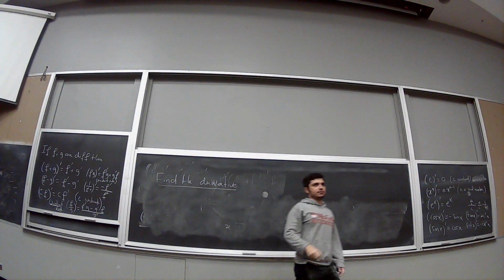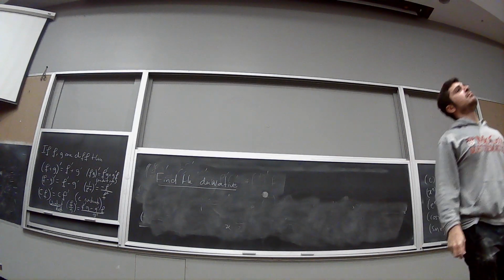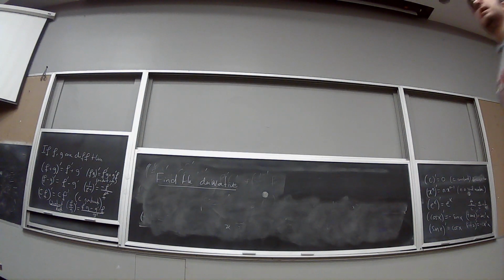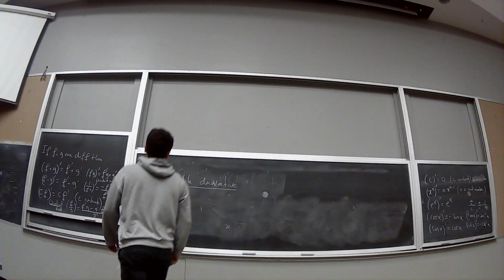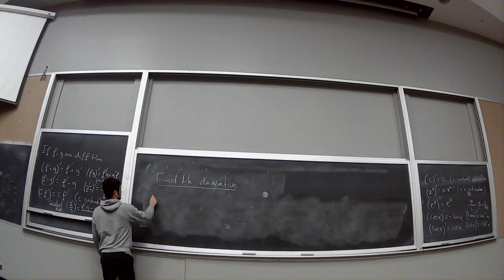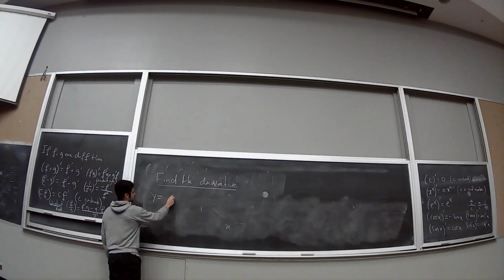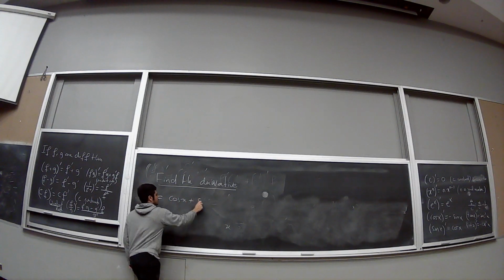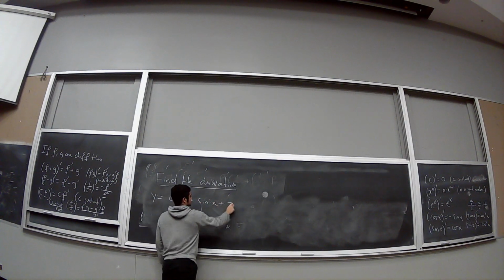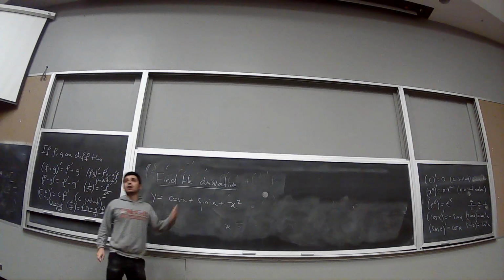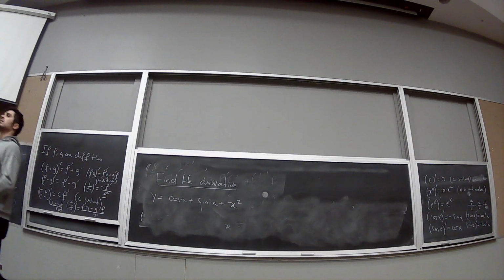Find the derivative. Okay, everybody. Awesome. Let's start. Yeah, I'll just pick up my own example. Y is, let's see, cos x plus sin x plus x squared. How do I differentiate that? This function is a sum, right? The derivative of a sum is just the sum of the derivatives. We agree or not? Yeah.